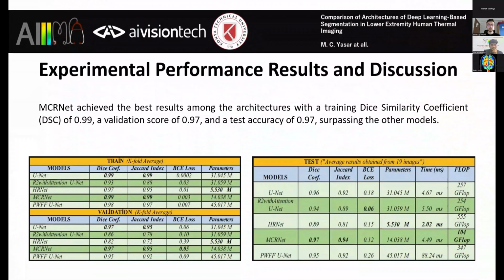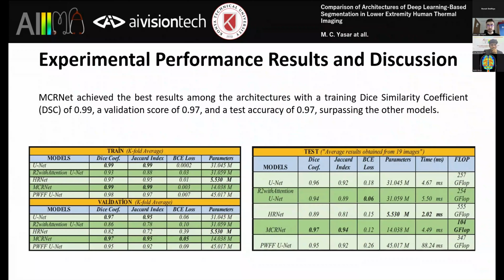Experimental results. In the experimental results, MCRNet and UNet achieved the highest scores with 99% in training and 97% dice in validation. In the second test, conducted after validation, MCRNet emerged as the best model with 97% dice confidence, low parameter count, and speed, while other models achieved high results in terms of speed and accuracy. MCRNet demonstrated the best overall performance. Also, you can see the parameter size.